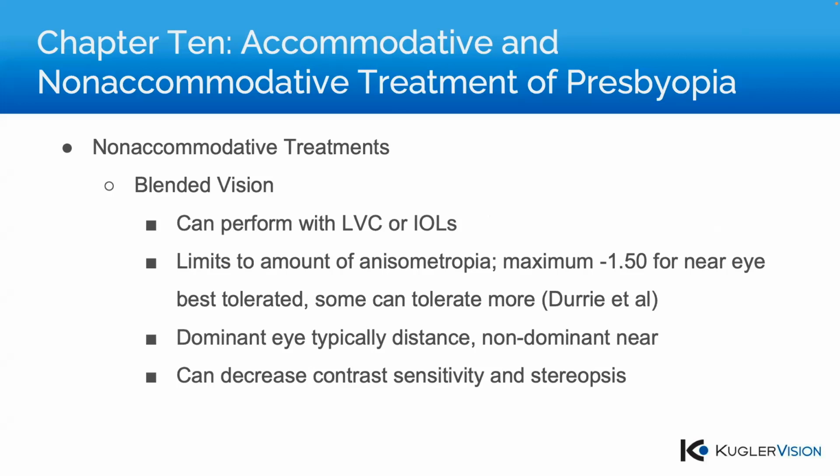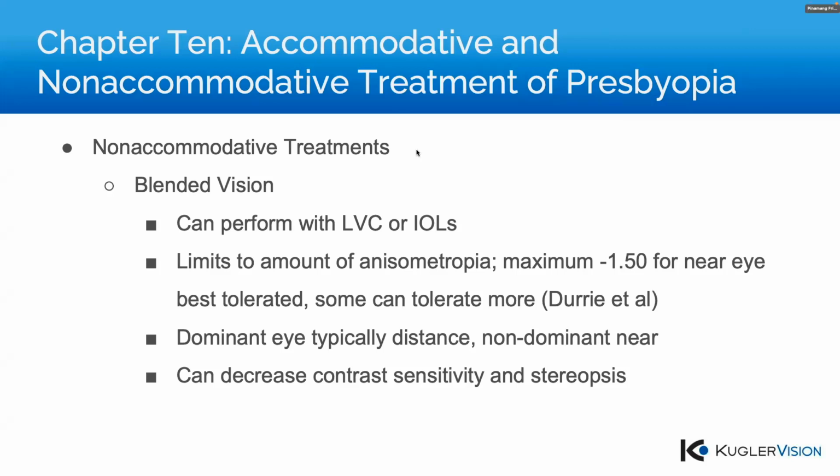Several non-accommodative treatments for presbyopia. So blended vision, we talked a little bit about. You can perform this with laser vision corrections, ICLs, or IOLs. There are limits to how much anisometropia you want to create. So typically the maximum that we like to do routinely is a -1.50 for the near eye. Some can tolerate more, but the more you do, the more issues you have with stereopsis and acceptance of the blended vision.